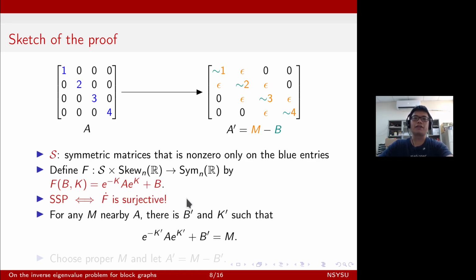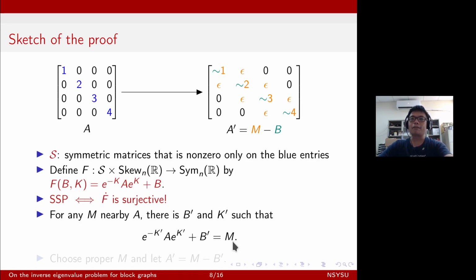So by the inverse function theorem, we can find a matrix M which is very close to A. For example, we have a matrix A like this. We can take the matrix M, which is like a perturbation of this matrix. So it is 1, 2, 3, 4, but with some epsilon on some target entries. Okay, so for every nearby matrix M, there are B prime and K prime because it is locally surjective. So we can find these two matrices such that the function will send B prime and K prime to this matrix M.